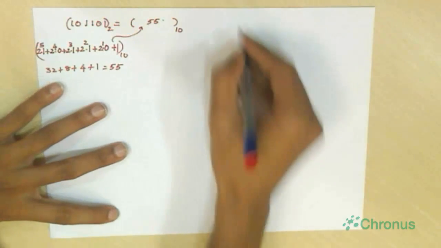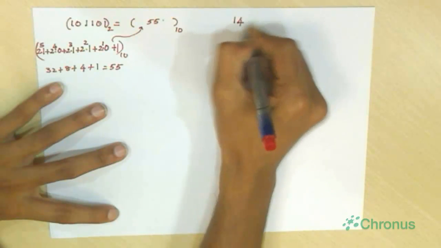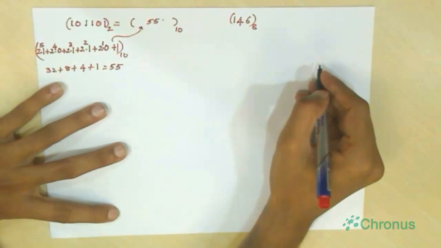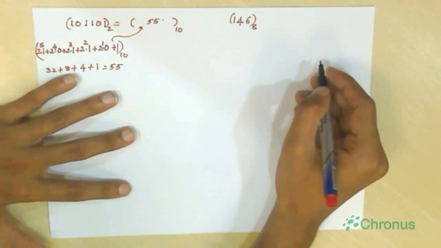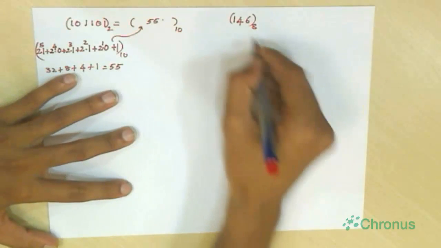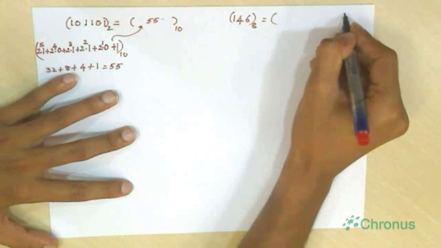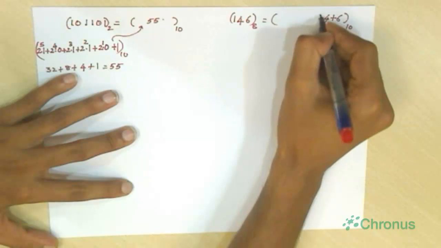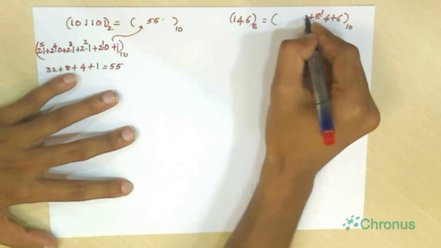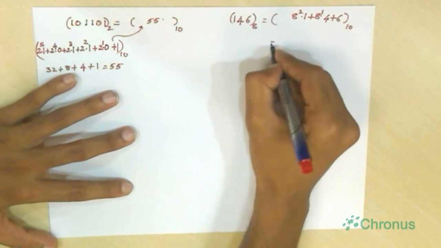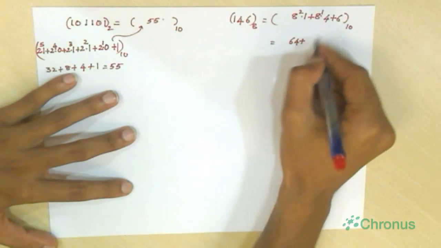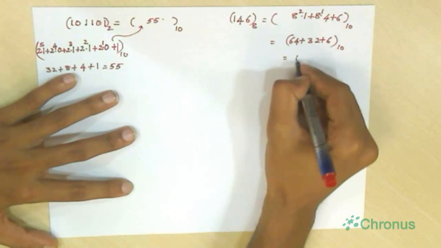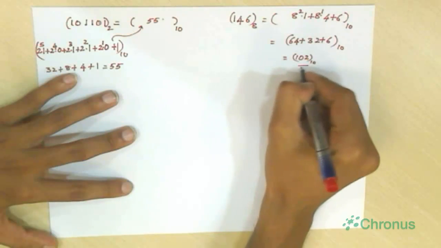In the same way, let's say we have a number 1 4 6 of base 8. We need to convert it into a decimal number. So in this case, what we do is, we need to convert into base 10, which is nothing but take 6 as it is, plus multiply 4 with 8 power 1, plus multiply 1 with 8 square. So it's nothing but 64 plus 8 into 4, 32, plus 6, base 10, which is nothing but 102 base 10.